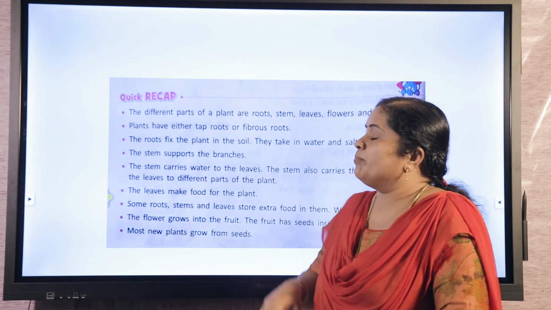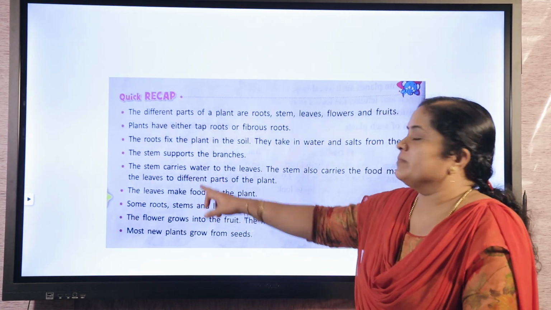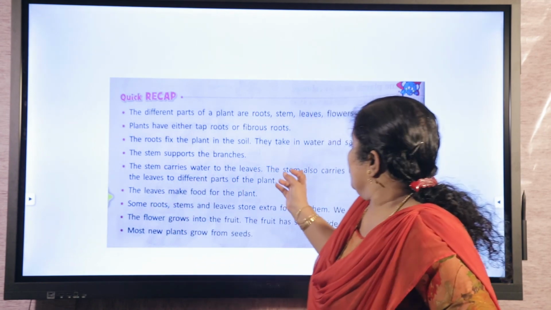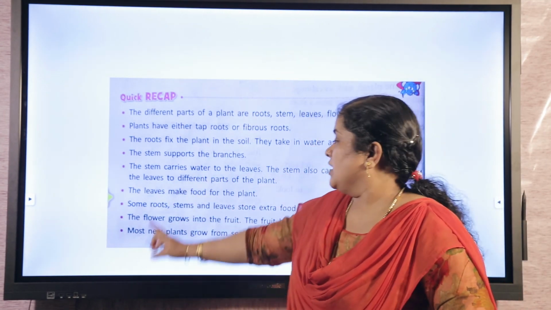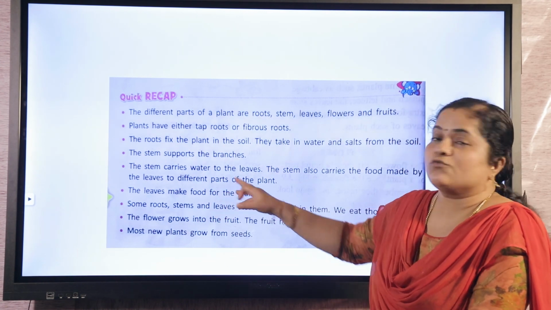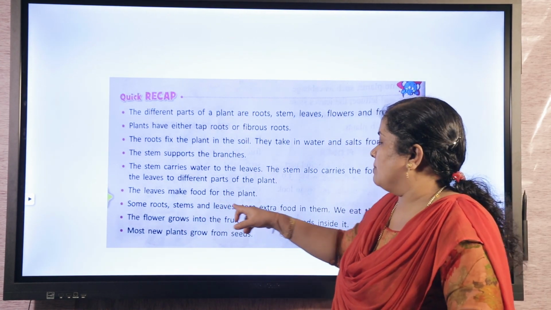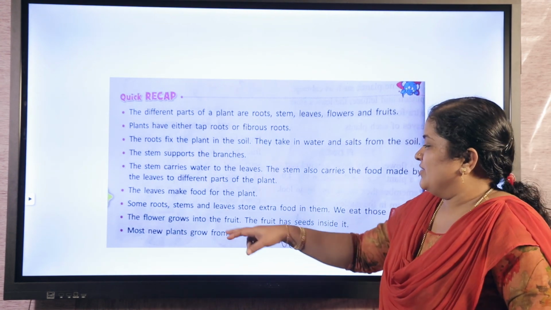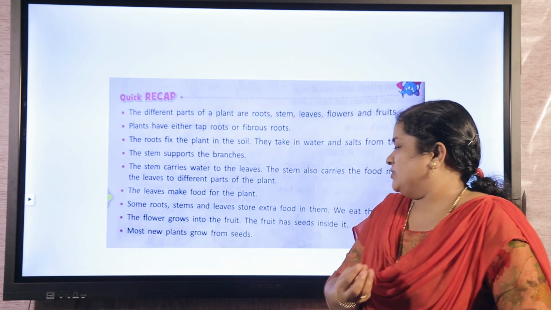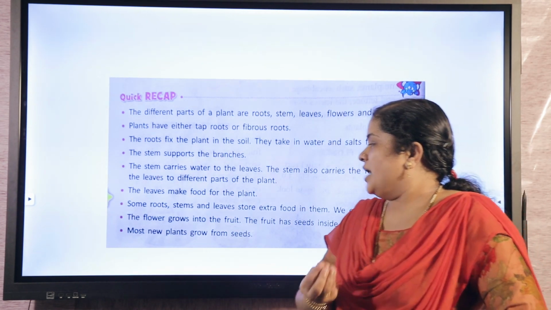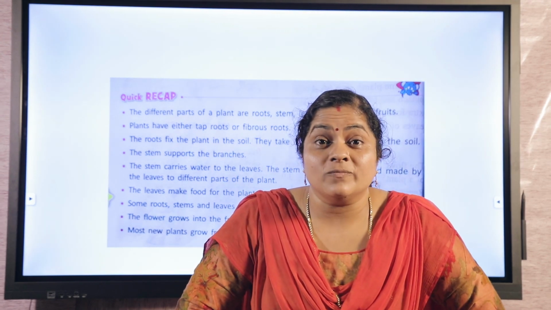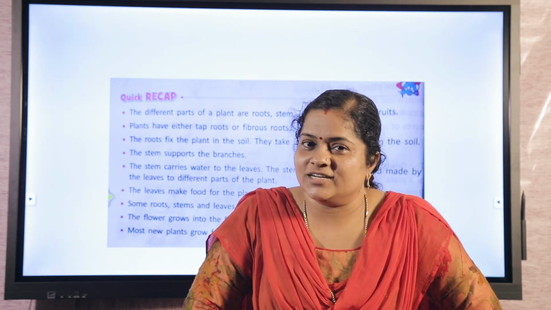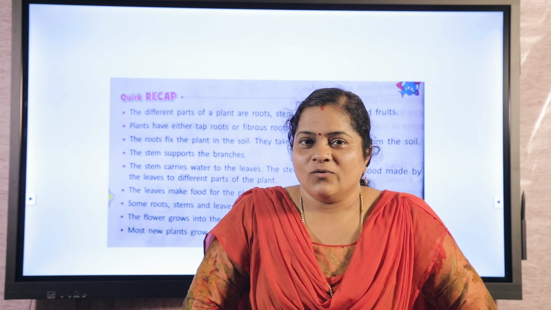Then the stem supports the branches. The stem carries water to the leaves, and the stem also carries food from the leaves to different parts. And the next one, the leaves. The leaves make food for the plant, and some roots, stems and leaves store extra food in them. We are eating that, isn't it? Yes. The flower grows into fruit. The fruit has seeds inside it, and most new plants grow from seeds. Most, not all. Most plants grow from seeds. Clear now, children? Okay. Thank you.